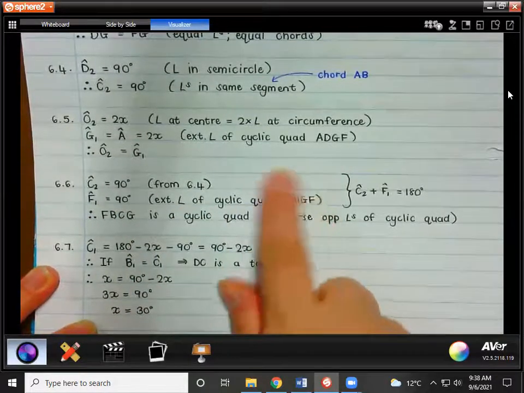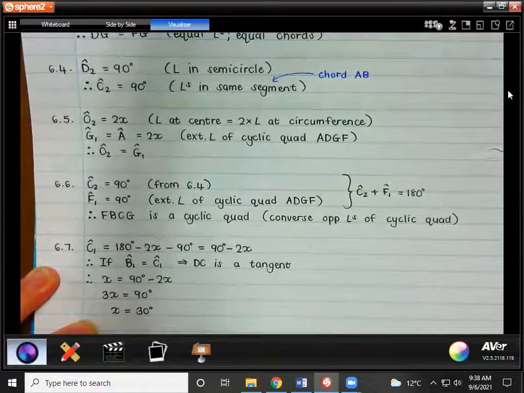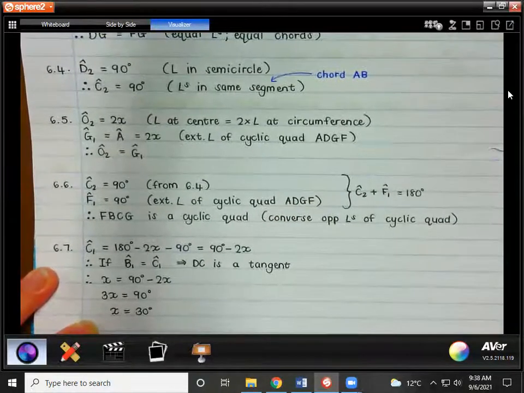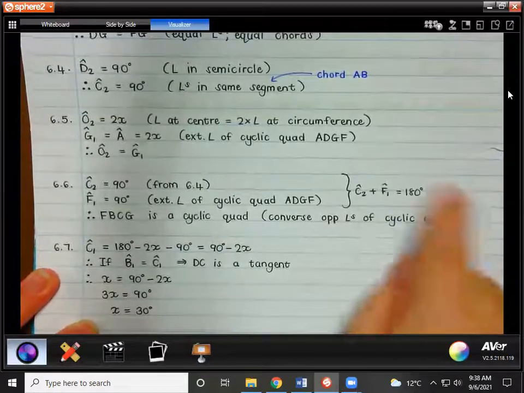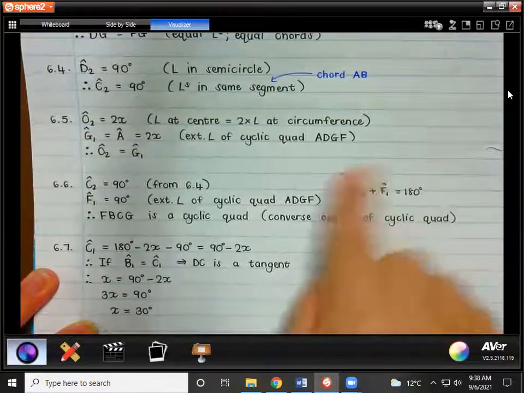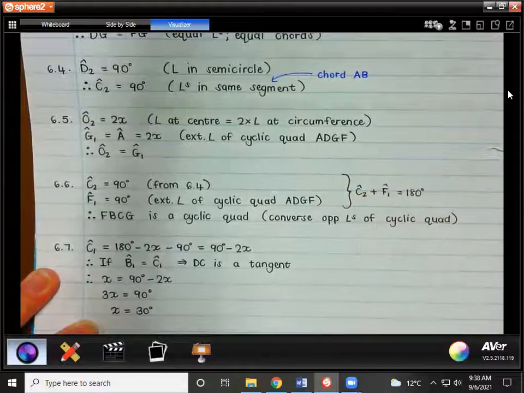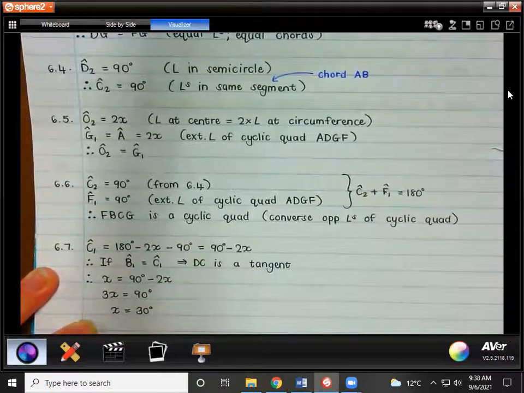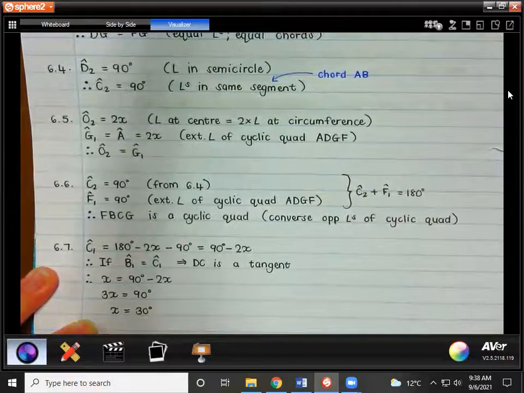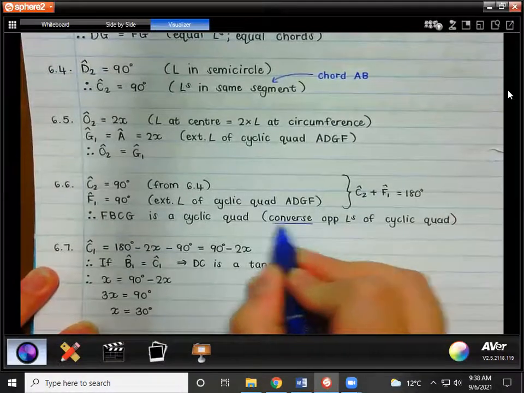Again, guys, you don't have to name the cyclic quad in your reason, but it is nice to keep track of what you're doing if you do that. Then you can add that. Don't really have to, but you can. If you add them together, it's equal to 180 degrees. Therefore, it's a cyclic quad, converse of angles of cyclic quad. Remember, when we're proving that it's a cyclic quad, we have to put the word converse in the reason.